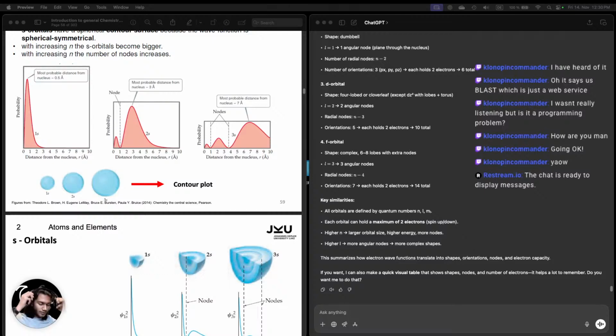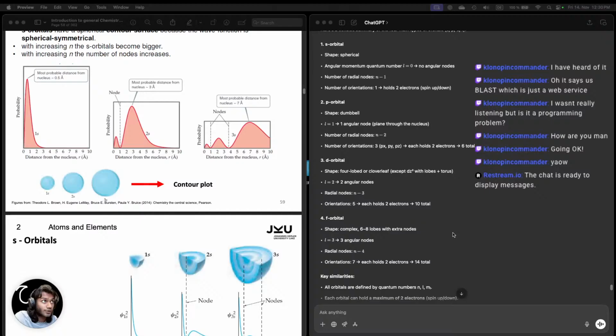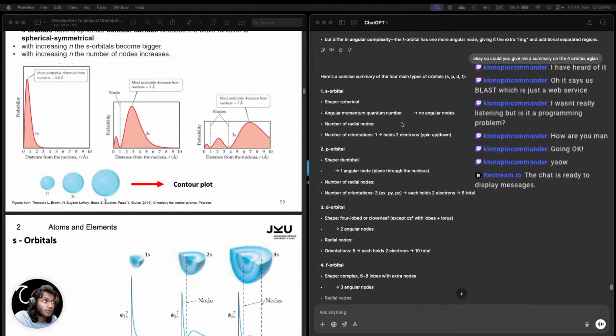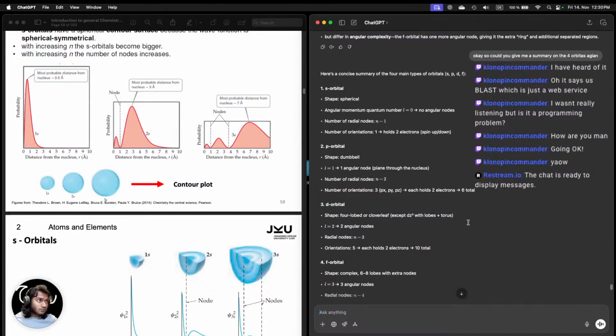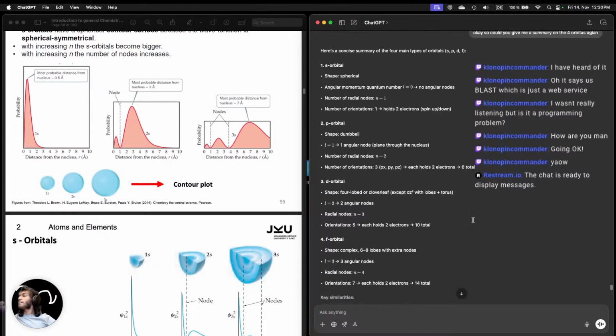S orbital. P orbital has one planar node. S orbital has no nodes. Yeah, P orbital has an angular node, means a plane through the nucleus. Okay. F orbital has three angular nodes.